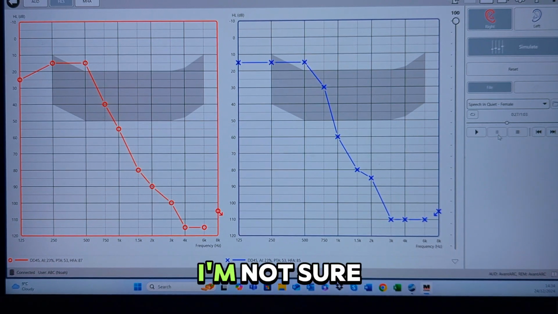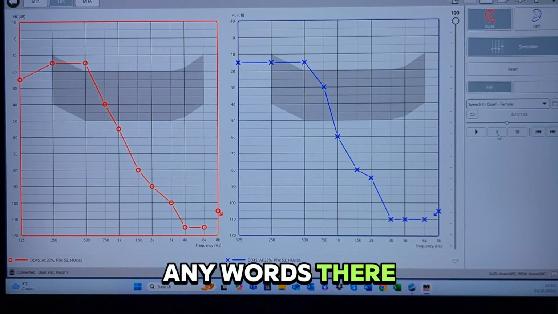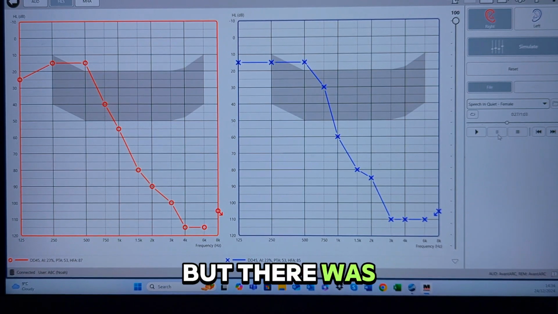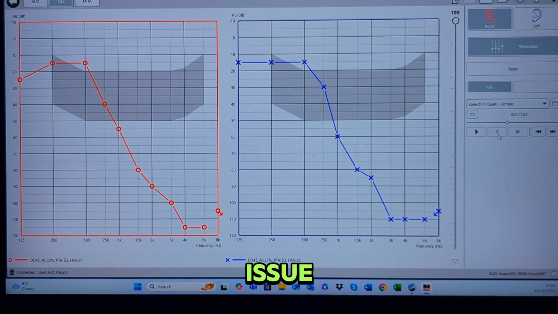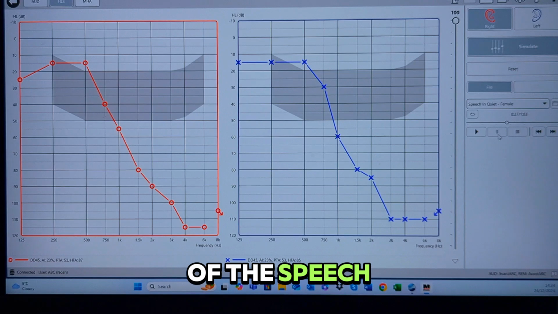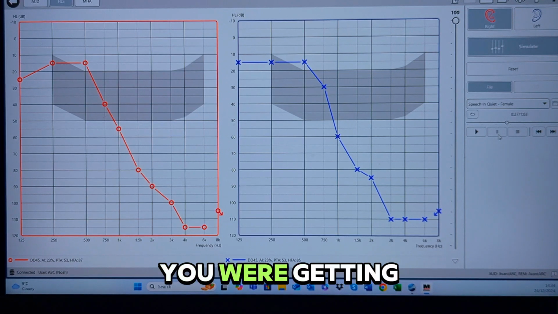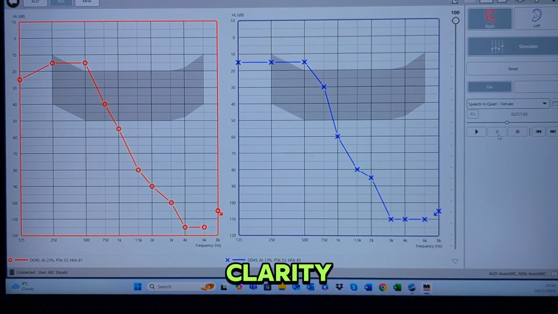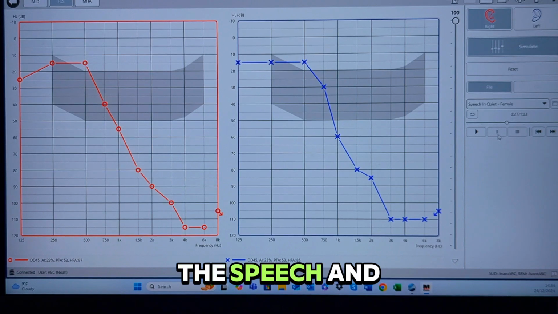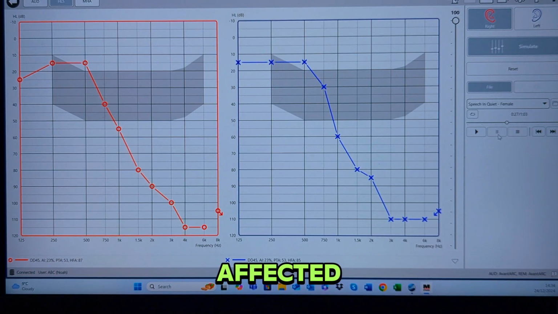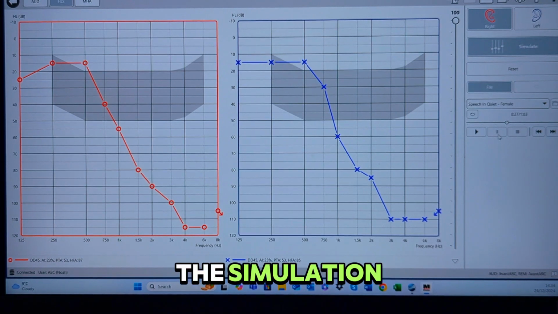So as you can tell, I'm not sure if you were able to understand any words there, but there was a slight audibility issue, but more so the clarity. That is the main thing that was missing, and also the quality of the speech. So as soon as I took it off simulation mode, you were getting audibility, clarity, and quality of the speech. And all of that was affected or impacted as soon as I pressed the simulation mode.